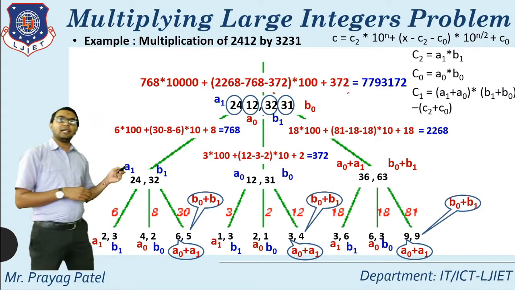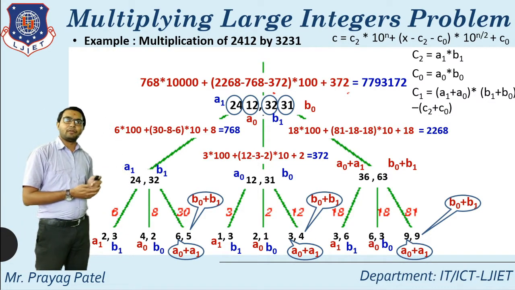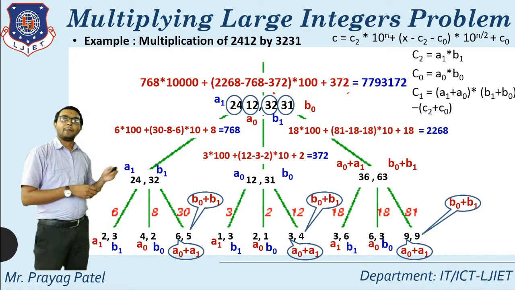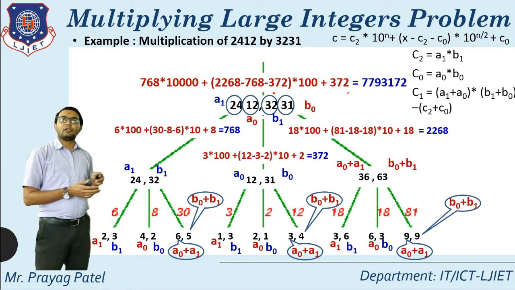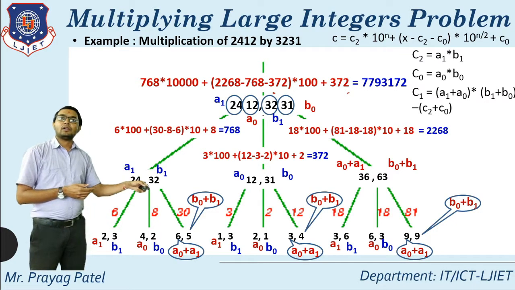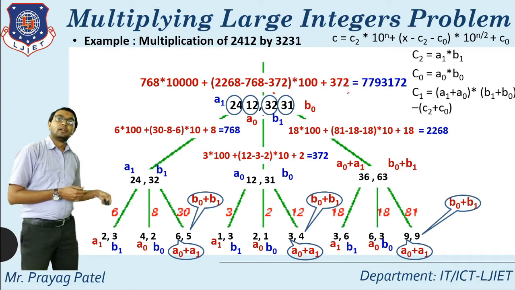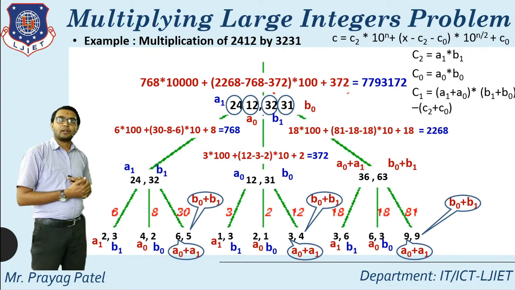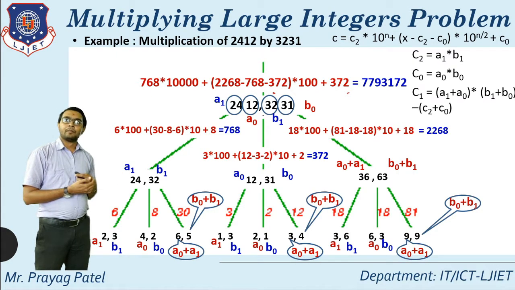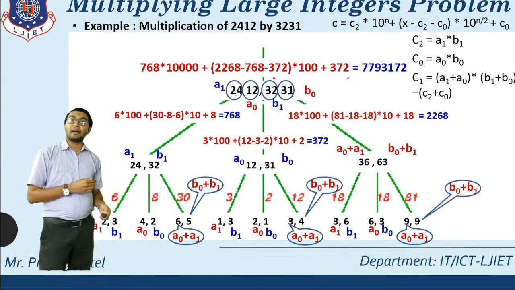Now we can consider the same problem in the form of a tree or a chart. We first divide the number into sub numbers, meaning 2412 and 3231 are divided into two parts each. Then the further operation is 2412 and 3231. 2412 is also divided into two parts, 24 and 12, and so on. Until we get single digit numbers, we divide the number into sub numbers, or divide the problem into sub problems, and we get the final answer accordingly. In this method, we can easily multiply large numbers using the divide and conquer method.